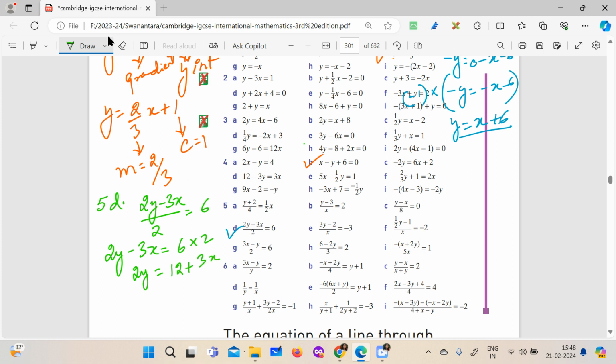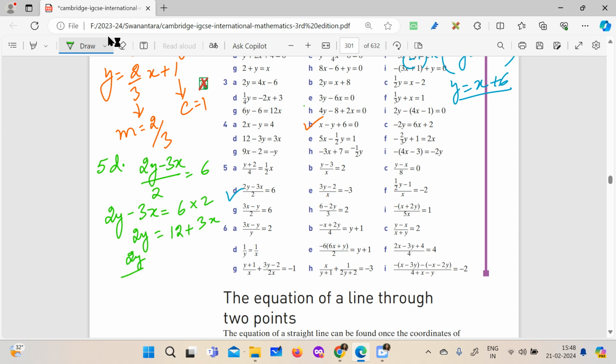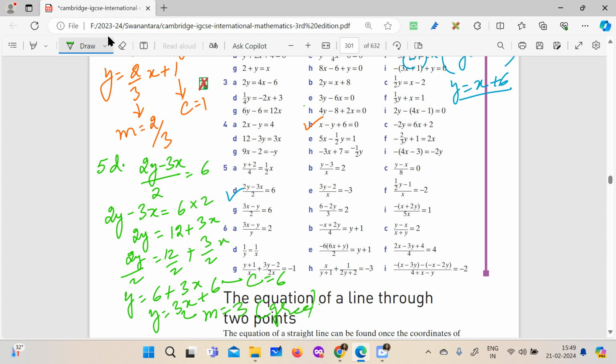Now we have this 2 and we have to remove it. So I'm going to divide throughout by 2. So 2y over 2 is equal to 12 over 2 plus 3 over 2x. And then I get y is equal to 6 plus 3x. You can rearrange it: y is equal to 3x plus 6. So this is your c, that is y-intercept. c is equal to 6 and your m is equal to 3, that is your gradient. Any doubts? No, miss.